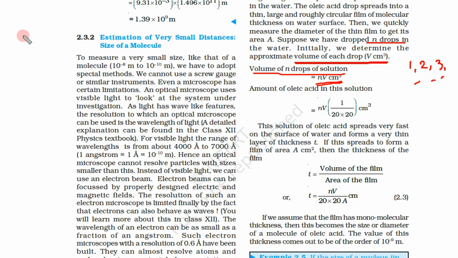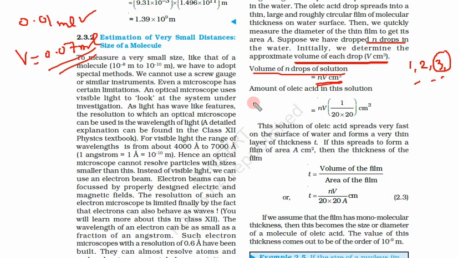So if we are dropping one drop, let us say 1 drop is 0.01 ml. So what is the volume of 7 drops? 0.07 ml. So first we measure the volume of 1 drop, and now we can calculate the volume of, let us suppose, 3 drops. But here we have put n drops. The amount of oleic acid in this solution, we have already calculated, is nV into 1 by 20 into 1 by 20 cm cube.